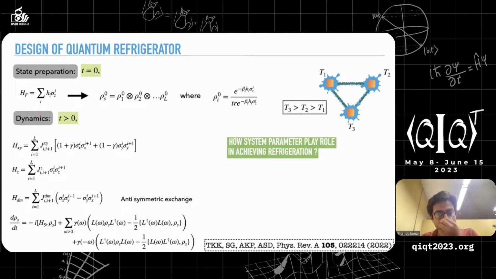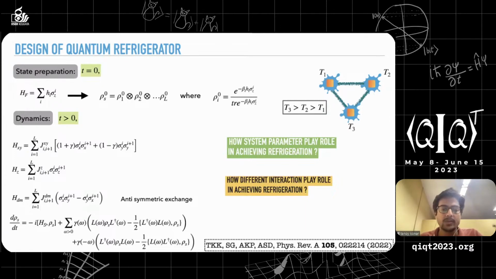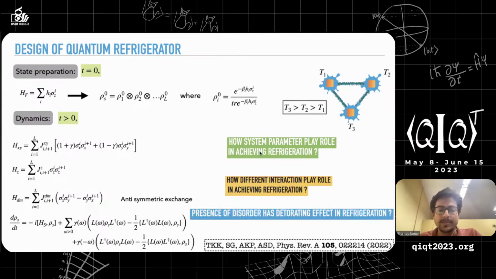So we ask the question how system parameters play a role in achieving refrigeration. That is, the strength of the interaction between the Hamiltonian subsystems. And then we try to find how different interaction strengths play a role in achieving refrigeration. And then we see whether the presence of disorder has any deteriorating effect on the refrigeration.